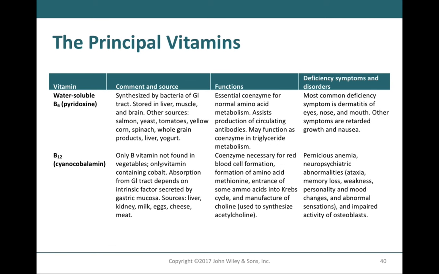Vitamin B12 is the only vitamin that we cannot get from vegetables. And we can only absorb vitamin B12 as long as we have intrinsic factor that's being released by the parietal cells in the stomach. Liver, kidneys, milk, eggs, cheese, and meat are general sources of vitamin B12.